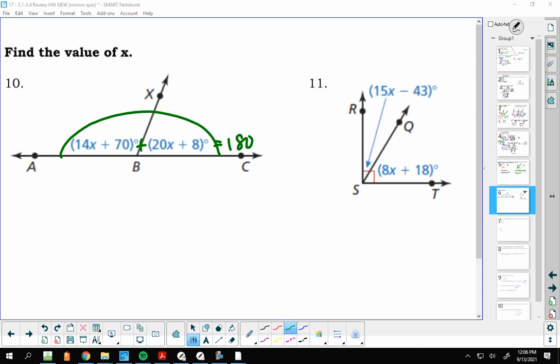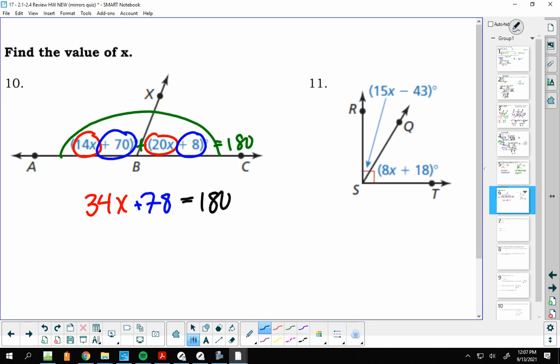So we're going to combine like terms. How many x's do I have? 14 plus 20 is 34x. And how many numbers? I have 70 plus 8, which is 78. And again, they add to 180 degrees because they make a straight line. They're called a linear pair. They make a line.